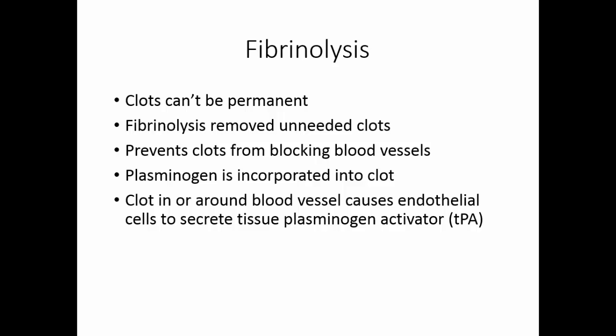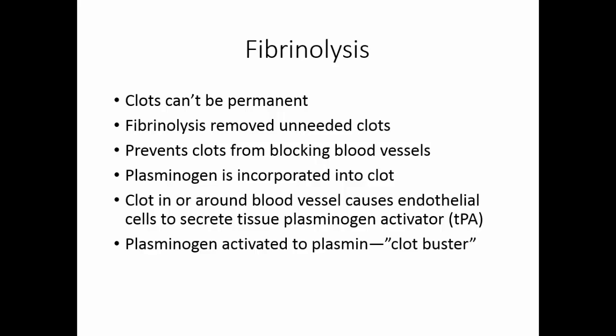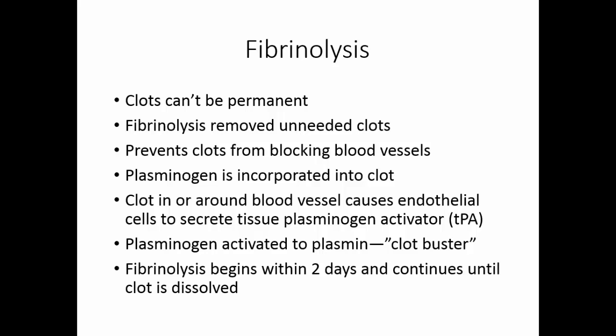Anytime there is a clot in or around a blood vessel, the endothelial cells begin to secrete tissue plasminogen activator, or TPA. Tissue plasminogen activator will convert plasminogen to plasmin. Because plasmin breaks down clots, TPA is sometimes called clot buster. Because that plasminogen was incorporated into the clot as it formed, as levels of TPA get high enough, plasmin begins to dissolve the clot.